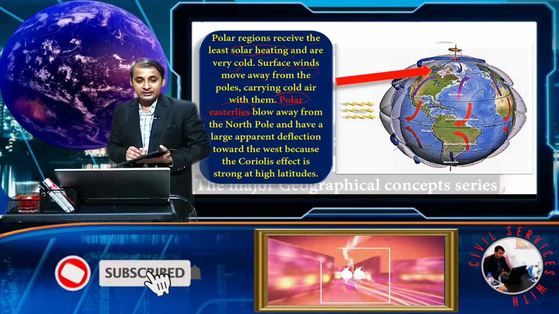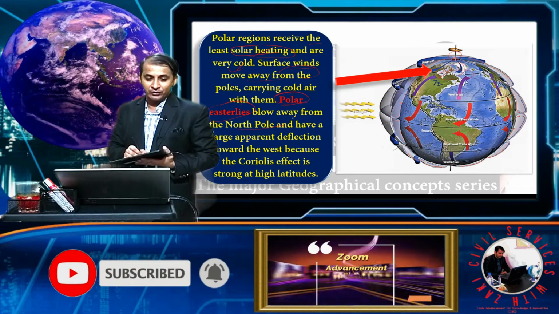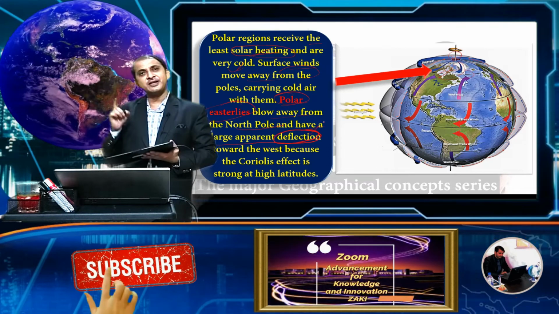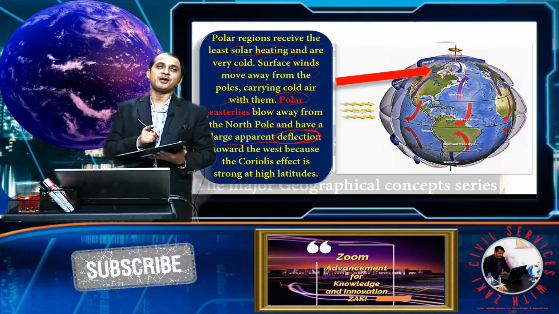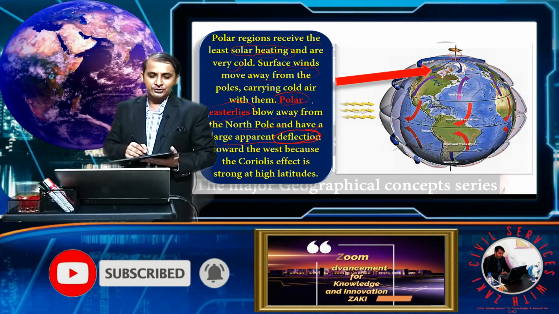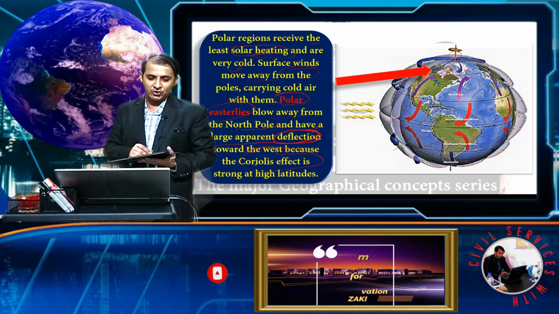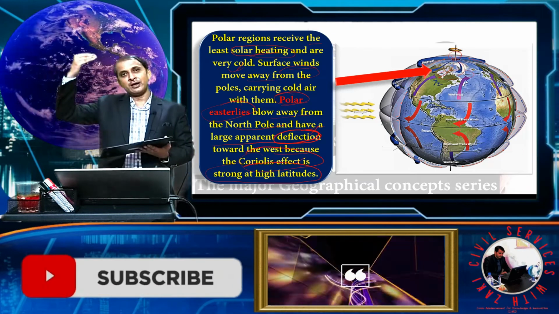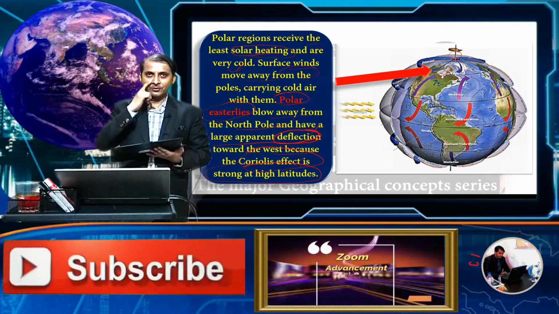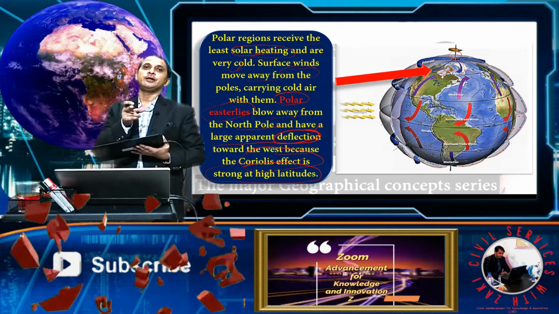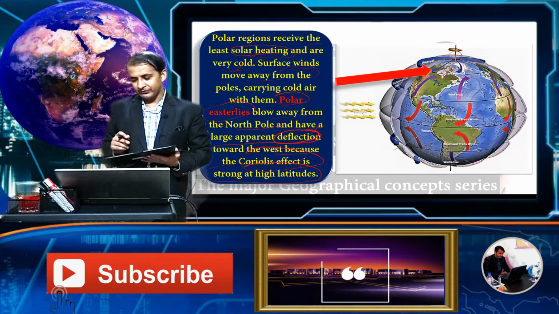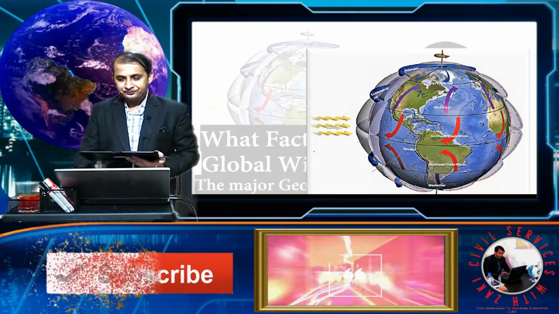And if you see, these winds blowing away from the North Pole or even the South Pole have a large apparent deflection. Here the deflection is large. Why? Due to the Coriolis effect. The Coriolis effect is larger at the pole, so it deflects the wind more, towards the west, because the Coriolis effect is strong at high latitude. If you go to higher latitude, you get a greater Coriolis effect. If you want to know more about the Coriolis effect, then watch our previous video specifically on the Coriolis effect.